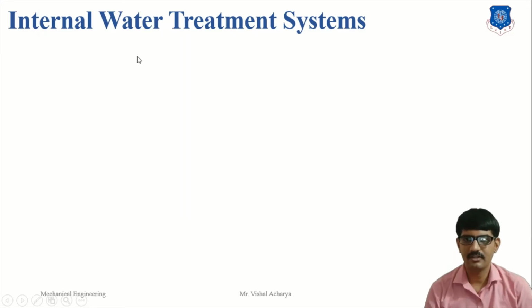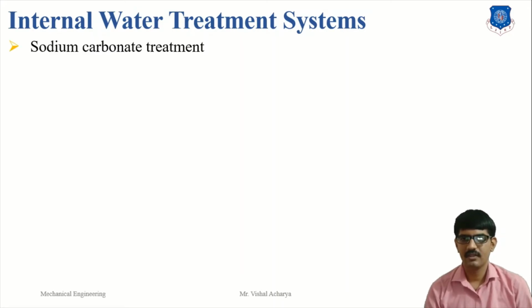First, the internal water treatment. When we do not require any external treatment, we use internal water treatment. In internal water treatment, dissolved impurities are removed by chemical reactions in the boiler. It is called the internal water treatment system. A number of internal water treatments are available.